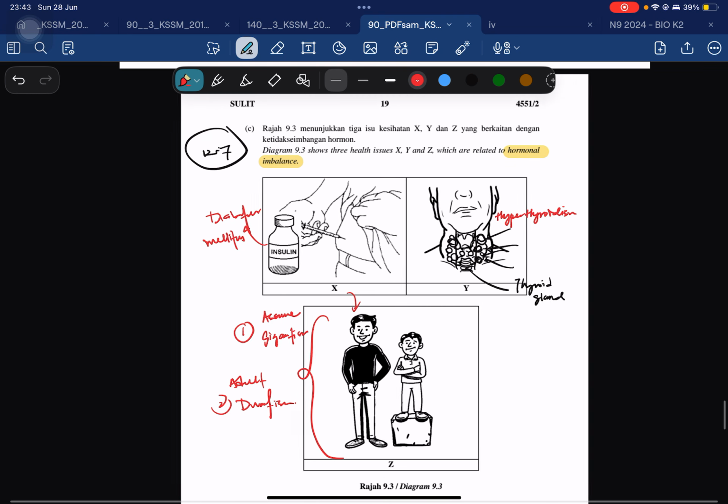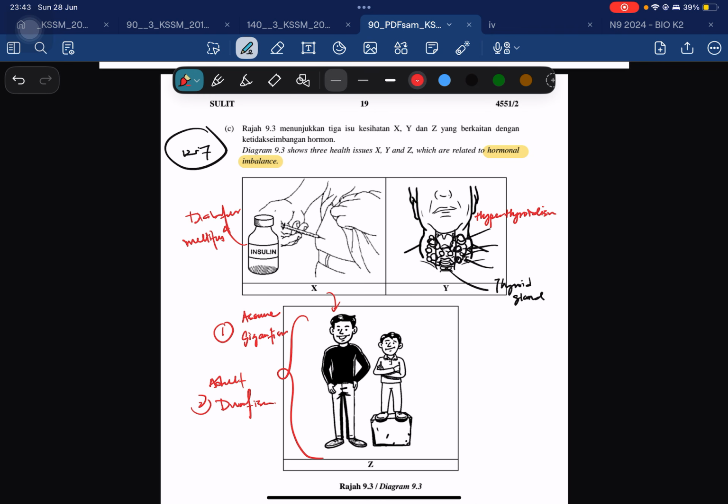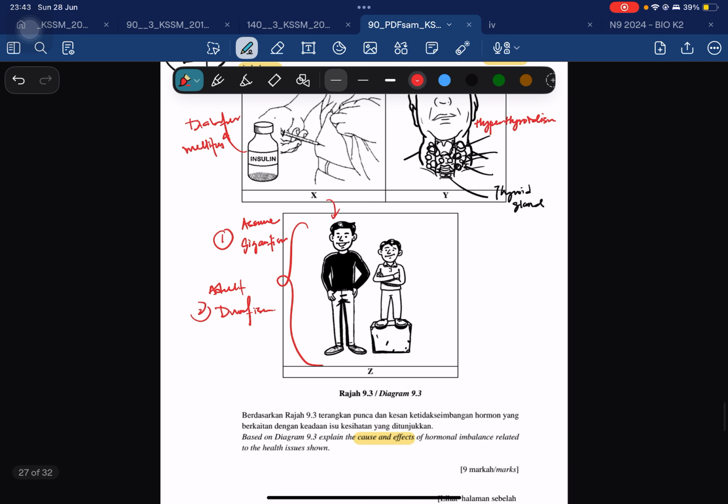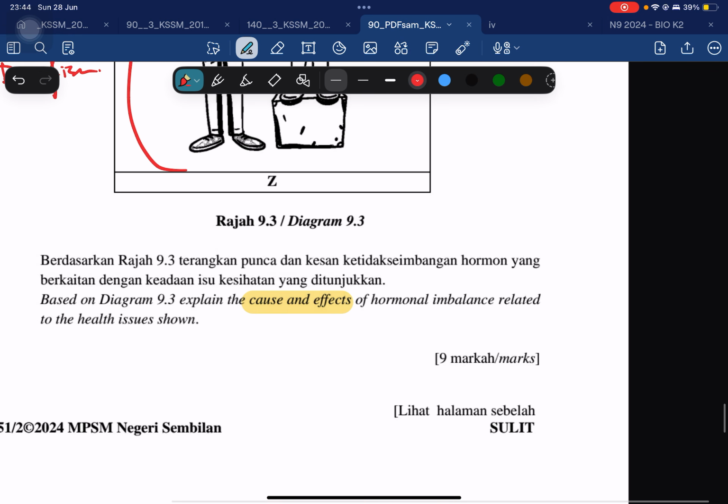Okay, so if we already know the health issues related to it, for sure we can already get 1 mark for each of the conditions, is it? How many marks is it? 9 marks. And what does it want? It wants the cause and also the effect of the hormone imbalance. So when you can mention the cause of it and also the effects of it, for sure you can get marks for every point that you mention for each condition.